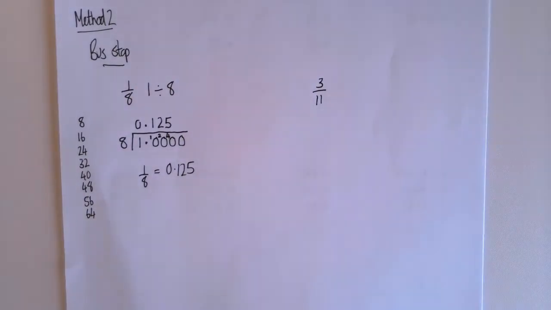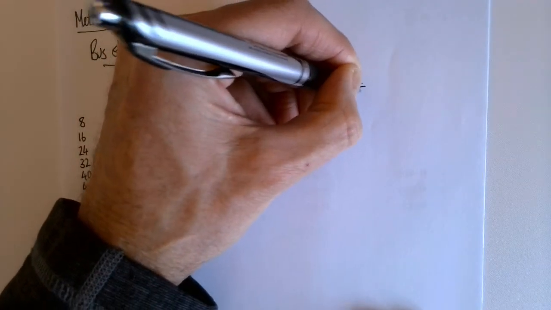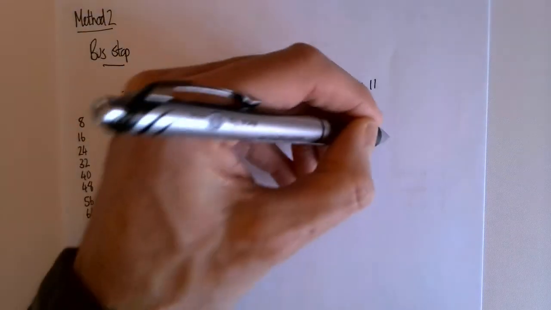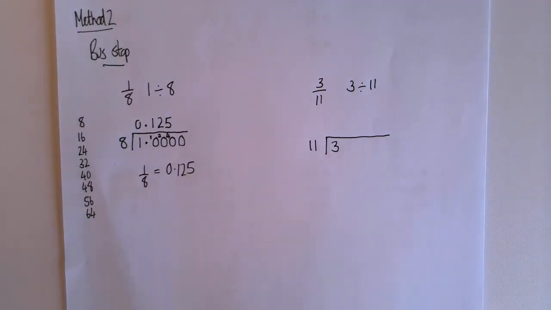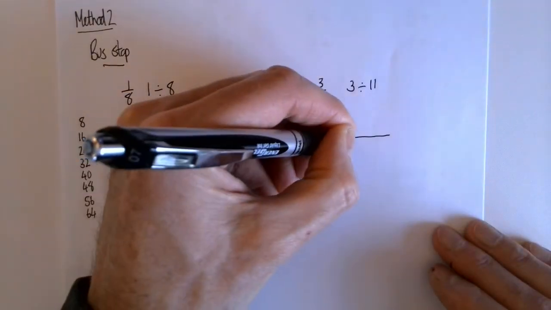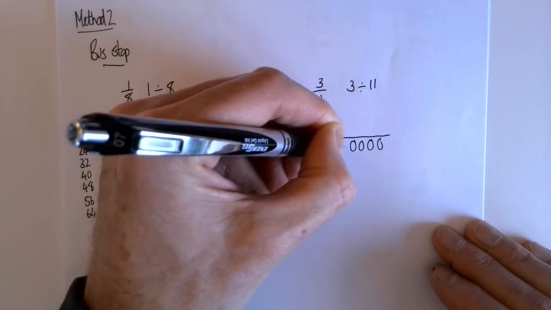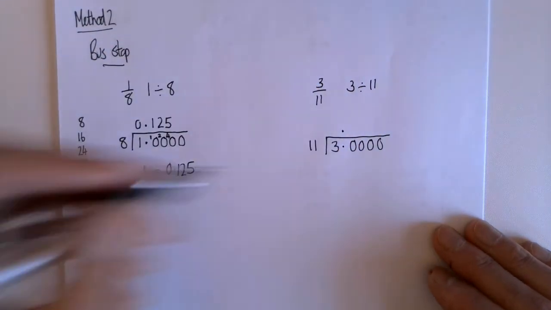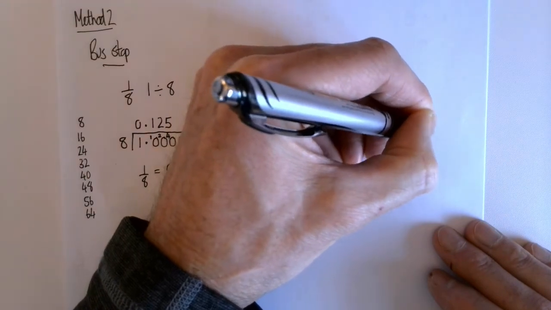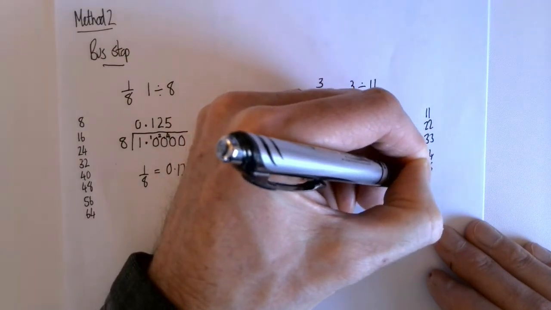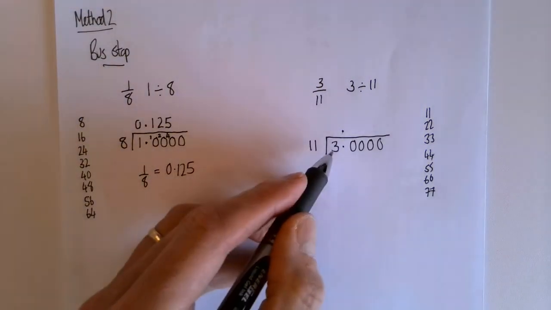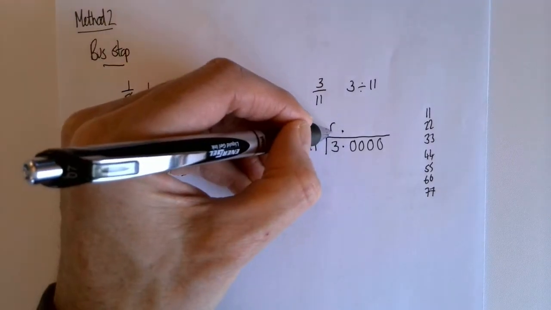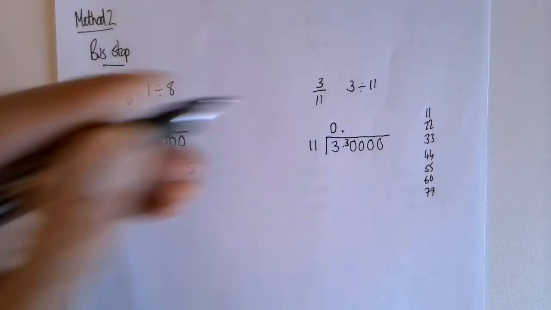Right, 3/11. So I can think about that as 3 divided by 11. It looks like a nonsense sum, but let's add some zeros and a decimal point, not forgetting the decimal point in the answer. Hopefully your 11 times table you're pretty okay with. It's the easiest one to remember, isn't it? Well, maybe the 10s are the easiest, I don't know. How many 11s in 3? There aren't any. So there are no 11s in 3. I have to carry that 3 forward.